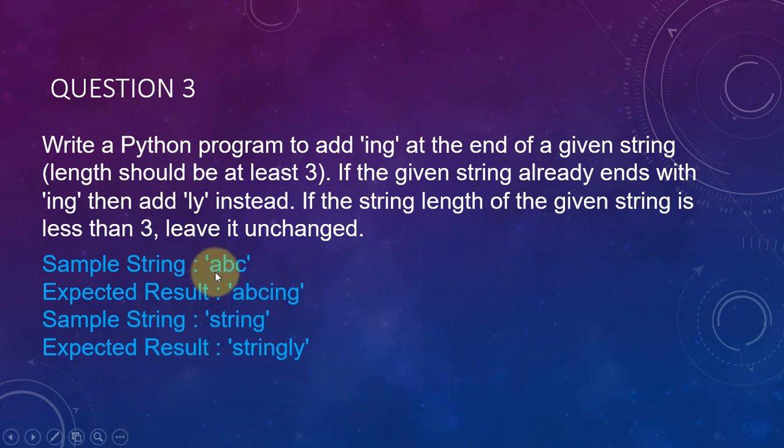Here are some samples. The first one: if a string is abc, not ending with ing, then you have to add ing at the end, so it should become abcing. If your string already ends with ing, you have to add ly at the end. And if your string length is less than 3, you have to leave it unchanged. I hope you got this and will work upon it, and I'm hopeful you are going to send me the solution before I give you the solution.